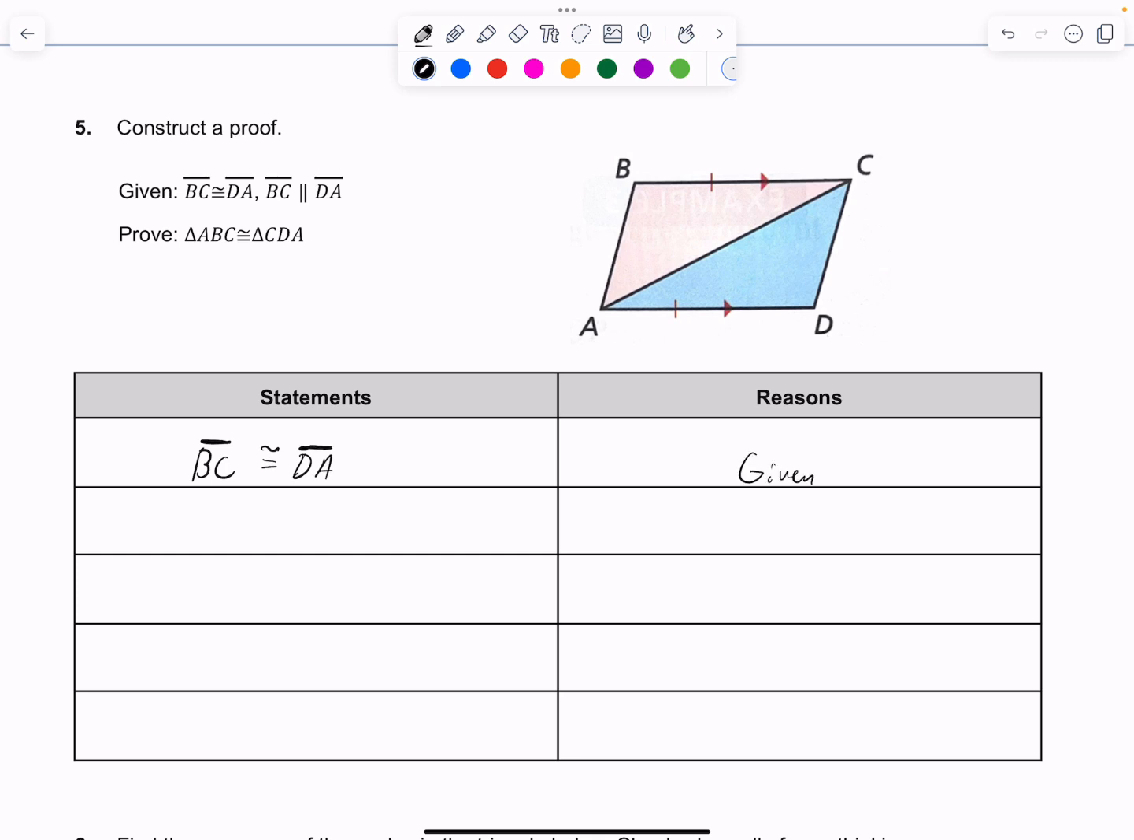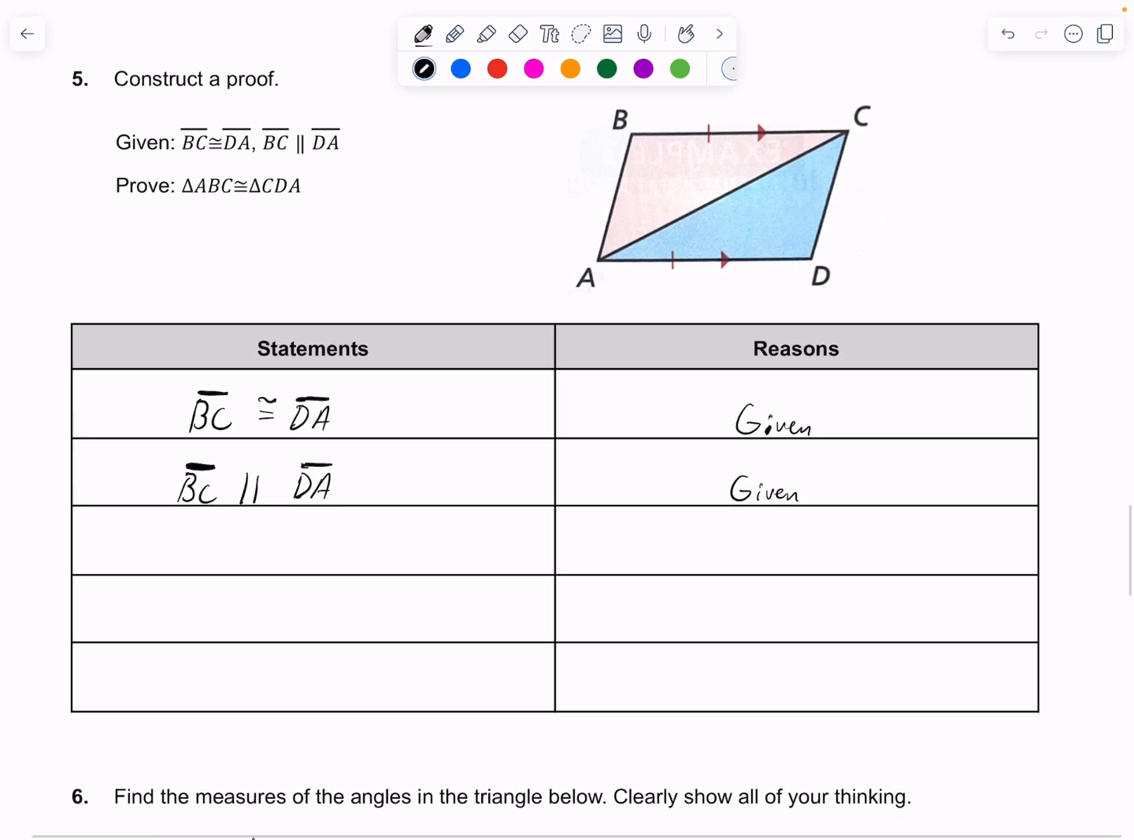And it's actually already marked on the figure, which is nice. Then they're telling us that segment BC, the second given, is parallel to segment DA. So that's another given. Okay, now I know you can do this if you want, it's up to you, but I know I have to prove that triangle ABC is congruent to triangle CDA. So I'm gonna go ahead and fill that in, but you don't have to do that now, you can wait. So I need to figure out how to get there.